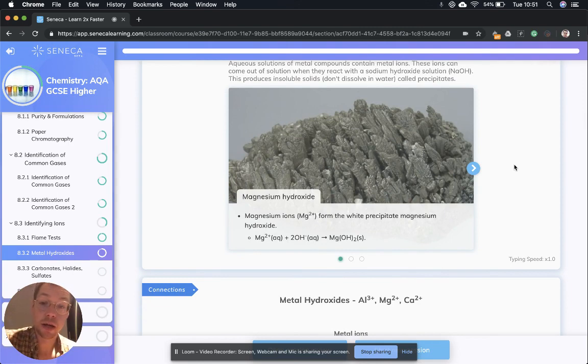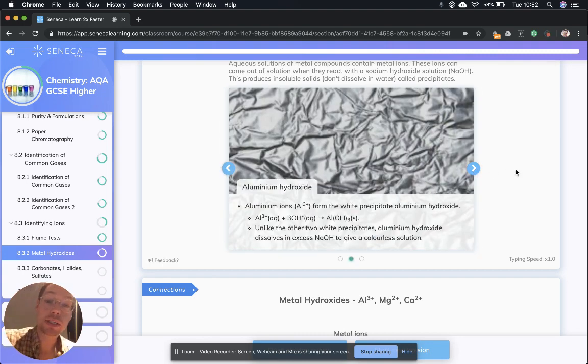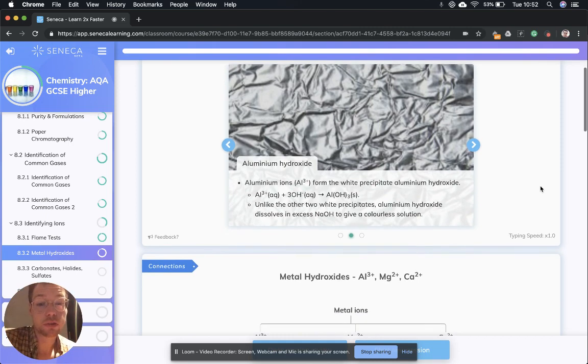So if we take the example of magnesium, magnesium ions form the white precipitate magnesium hydroxide when we have a magnesium solution and add sodium hydroxide, okay? Another example is aluminium hydroxide. So if we have a solution with aluminium, Al3+ ions, and we add sodium hydroxide, we form the white precipitate aluminum or aluminium hydroxide. The examiners can't hear how you say it, so however you want to say it is fine.